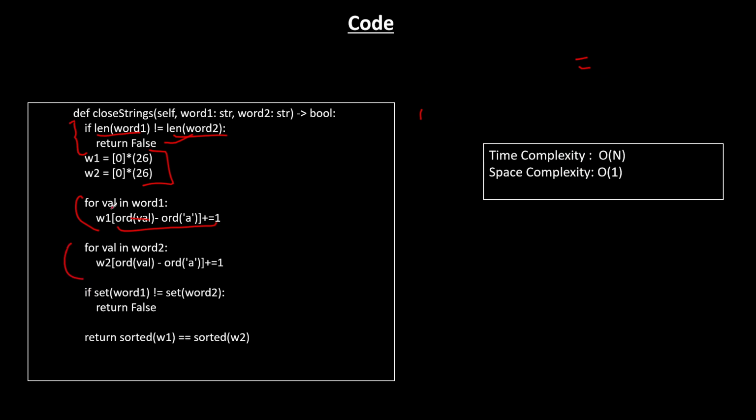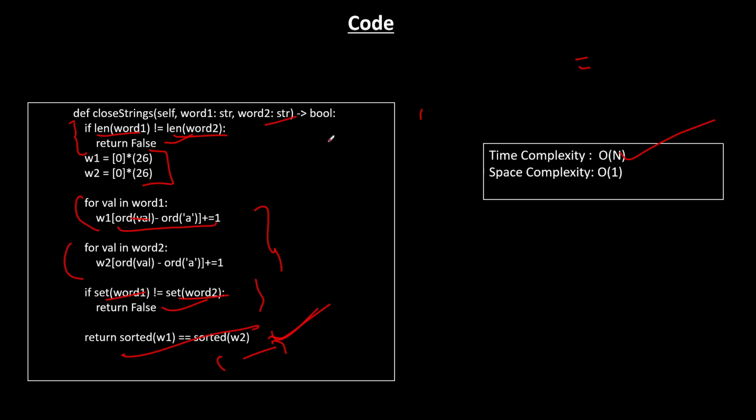Then we check by putting word 1 and word 2 in set 1 and set 2, whether they are equal or not. If they are not, we return false. And in the third step, I guess first step, this is the second thing, third thing, this is the fourth step. We sort the frequency array and check whether the sorting is the same or not. If not, we return false. Otherwise, we return true.